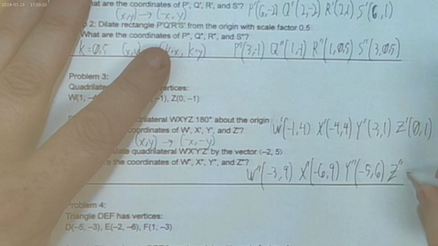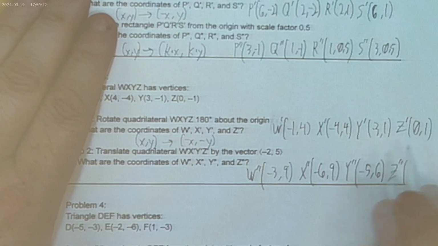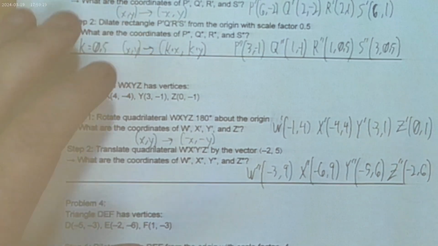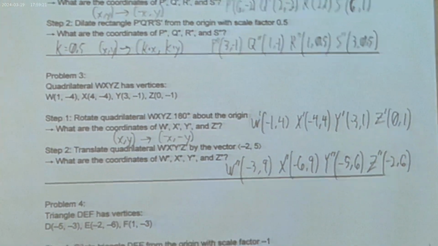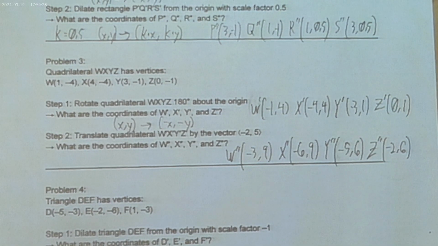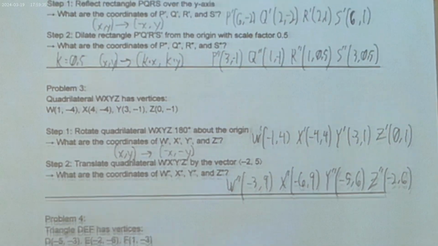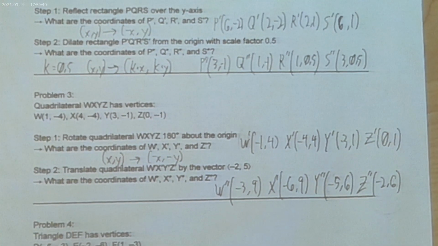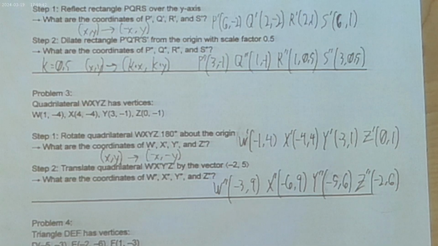And then finally, Z double prime. 0, moving it to the left 2 spaces, negative 2. And then 1, moving it up 5 spaces, is 6. So as far as the assessments are concerned, you do need to be able to draw these, but I think drawing them is going to be secondary to getting the transformations right and getting these coordinates correct. And so with that, it's just going to take practice, going one transformation at a time, and then keeping track of what your points are.